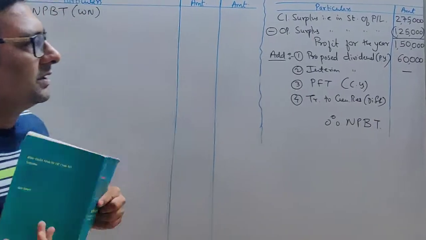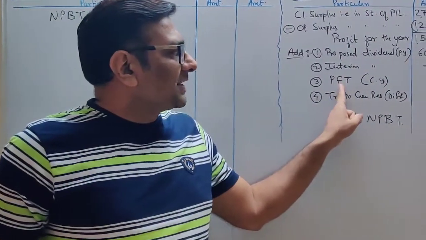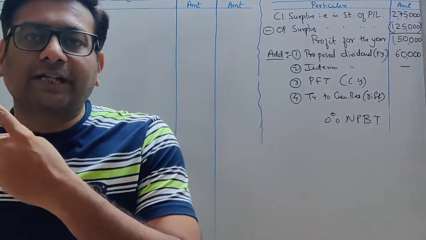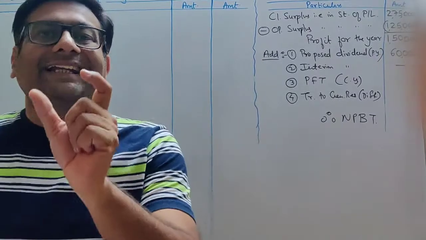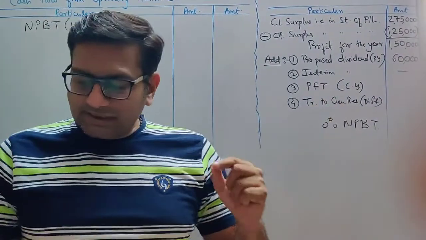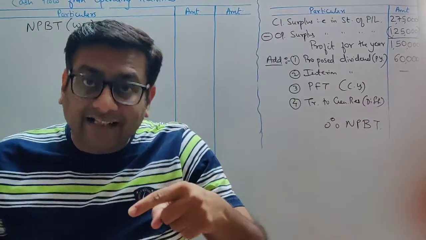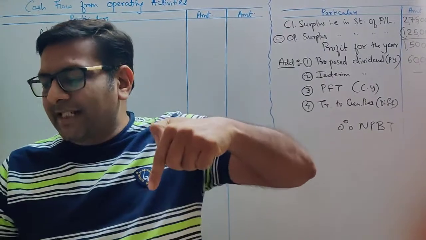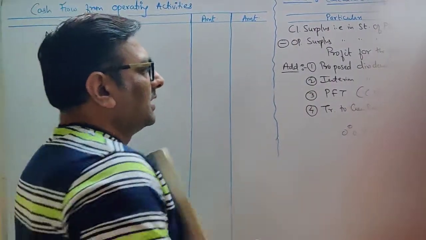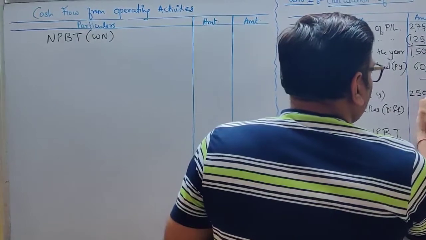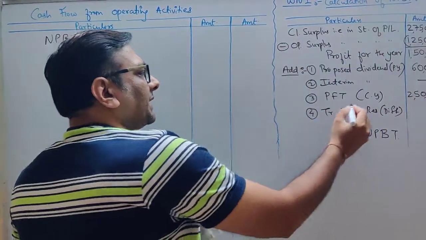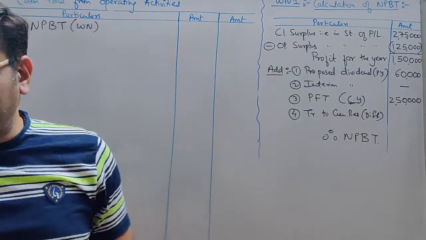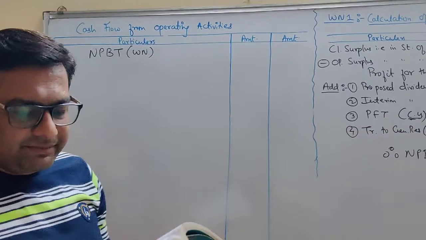Put a dash. Then provision for taxation. Which amount to consider? Current year. What about the previous year's provision for tax? You are going to pay this year, so you will take it as tax paid. So here we are checking provision for tax, which is again in the same note to account number 5. For the current year they have given 2,50,000. So we are going to take note of this: 2,50,000 is your current year's provision for tax. The previous year's you will pay this year. You will take it as tax paid at the end of operating activity.